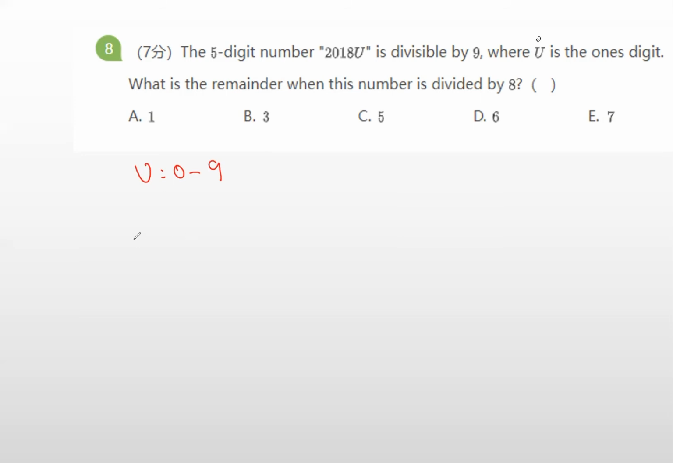Firstly, we can find what U is because we know the rule for if a number is divisible by 9: all the digit sum, so 2 plus 0 plus 1 plus 8 plus U, must be a multiple of 9. Because it is divisible by 9, the digit sum has to be a multiple of 9. This is a little trick you should have learned with us before. And we know that this becomes 11 plus U gives us a multiple of 9.